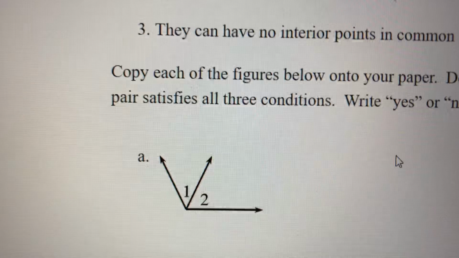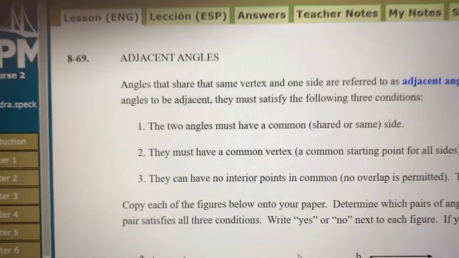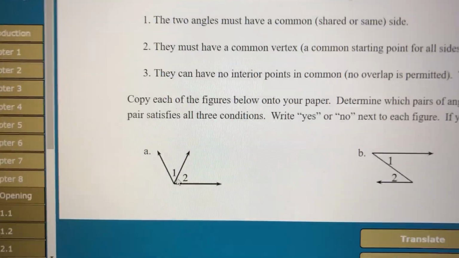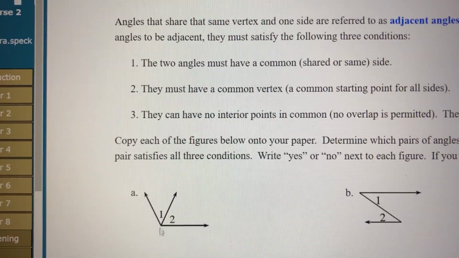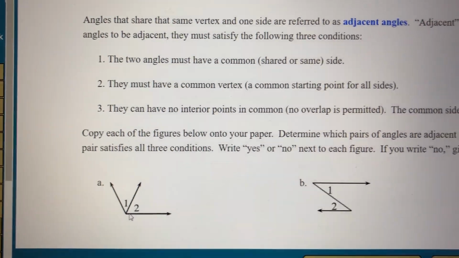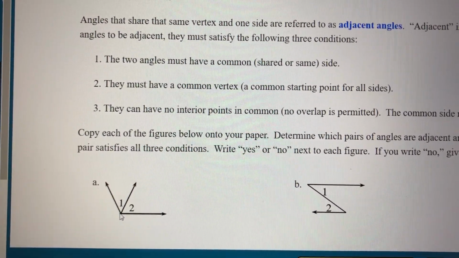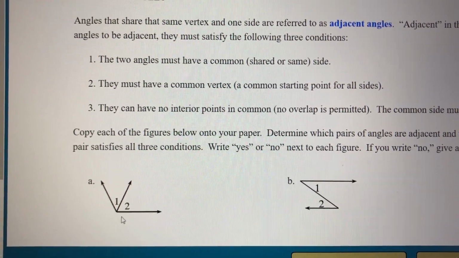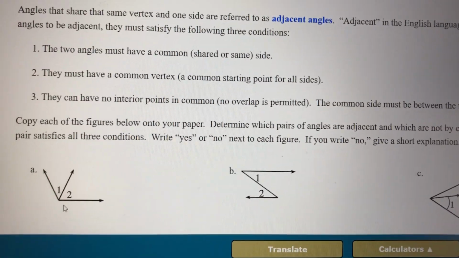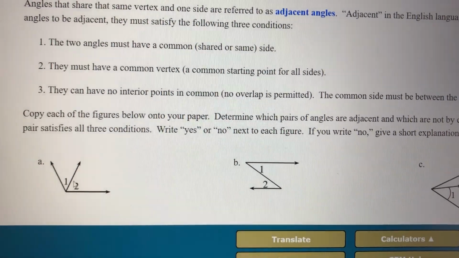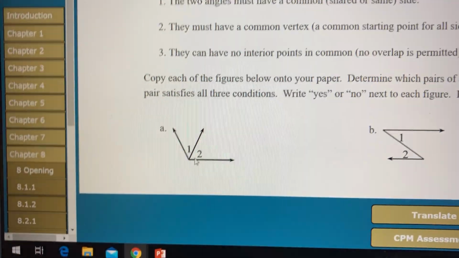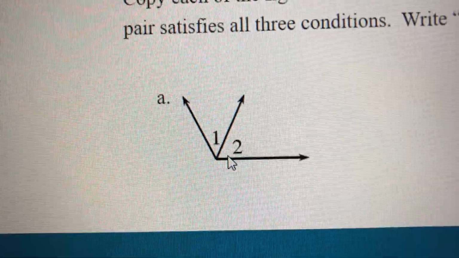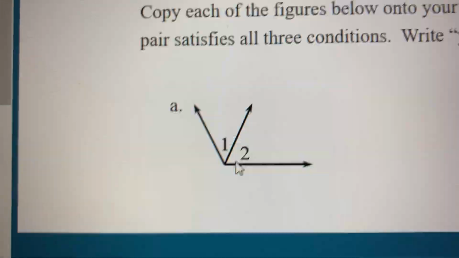Let's look at A. So adjacent would be angles that are right next to each other. Are these adjacent? They have a common vertex, yep. They share the same side, yep. And they can have no interior points in common. There's no overlap, and it doesn't look like it. So those angles for part A, 1 and 2, yes, those are adjacent angles. They're right next to each other, and they satisfy all those criteria.